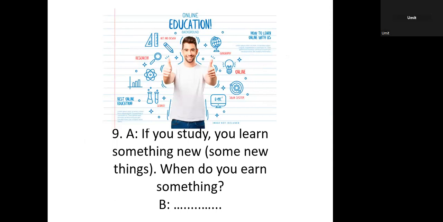Number 9: if you study, you learn something new. This is a fact. Without studying, without working, you cannot get anything. When do you earn something? If we work, we earn something, or when we work. Yes, the same message. When we work, we earn money. So "when do you earn" has a question word here, but in "when we work," "when" is a connector and not a question word.